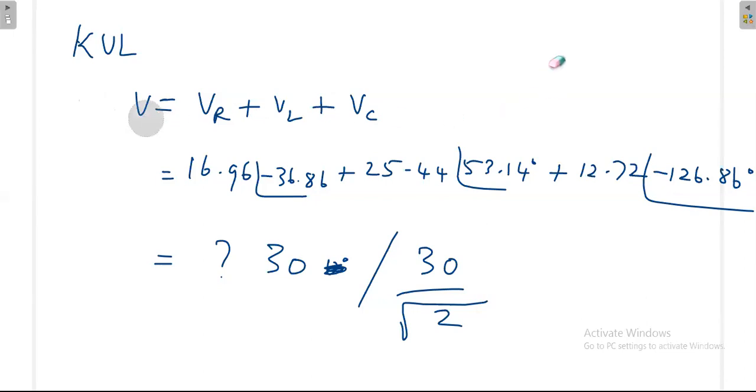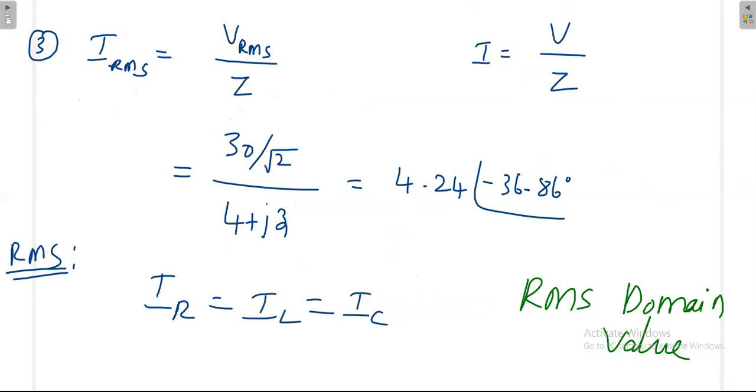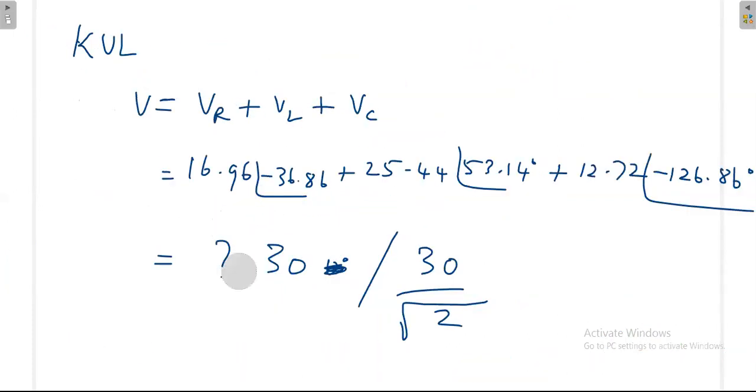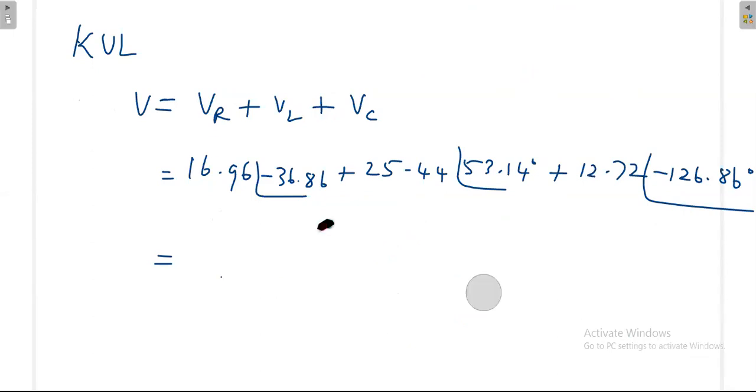30 by root 2 only will come because we are operating in the RMS domain. Then you'll get the RMS value of the source. So 30 by root 2 is the answer. If you operate in the ordinary domain, then 30 is the answer, but you are operating in the RMS domain, that's why the answer is 30 divided by root 2.